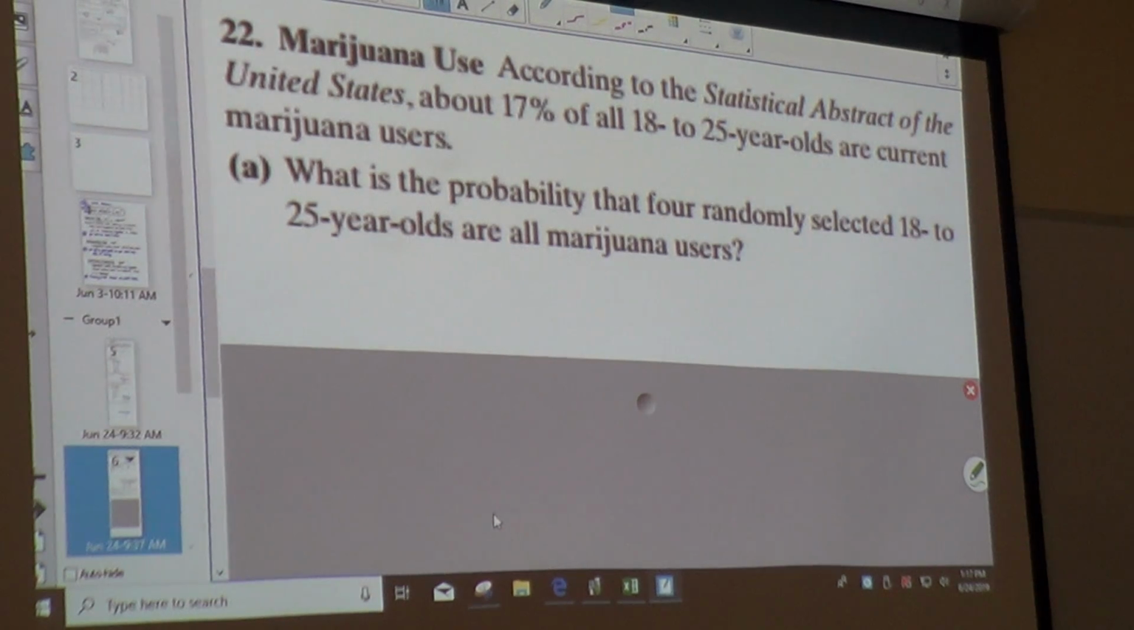Probability of a, I don't know, the E and Fs. Anybody want to tell me how to do it? Come on, Barrett. It's 0.17 to the 4th.